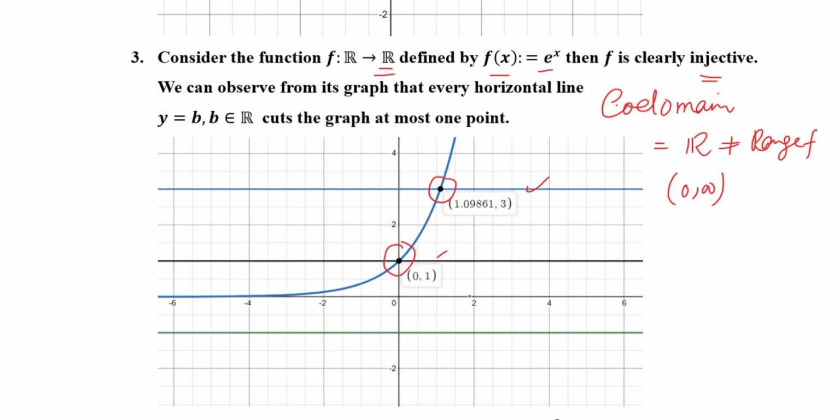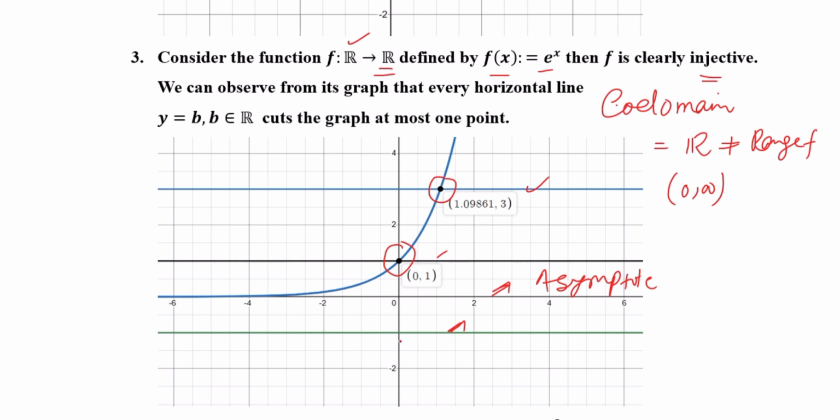The x-axis is actually an asymptote of this graph, it never cuts the graph, never touches the graph at any point. Again, this green line is actually part of the domain. Your domain is the set of real numbers R.